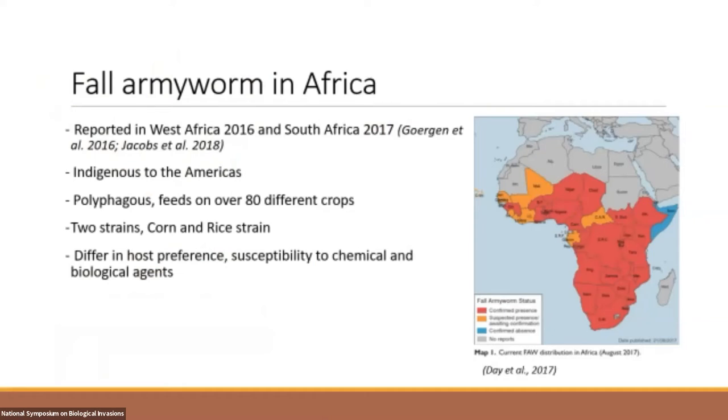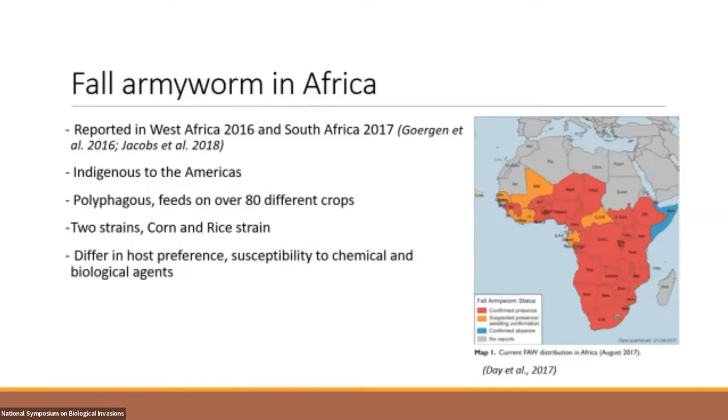So the fall armyworm, Spodoptera frugiperda, is relatively new in Africa. It was reported in West Africa in 2016 and South Africa in 2017. On the right-hand side, you can see a map, which was made up in 2017, which just shows the confirmed presence of the pest in the countries marked in red. This pest is indigenous to the Americas. It's a polyphagous pest, so it feeds on over 80 different crops. And the species can be subdivided into two different strains, namely the corn strain and the rice strain.